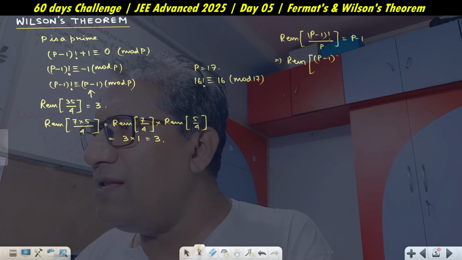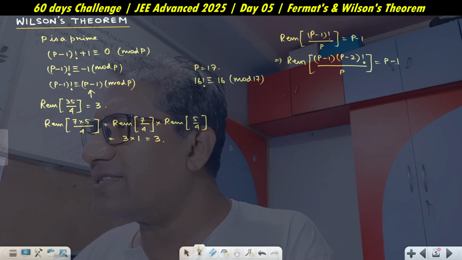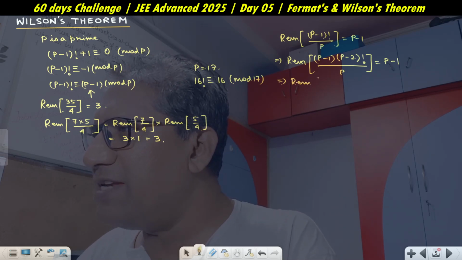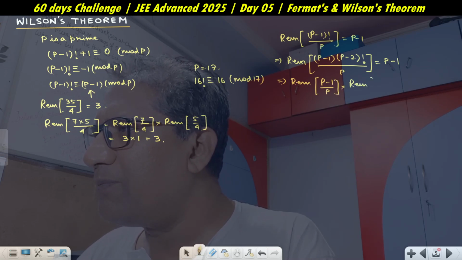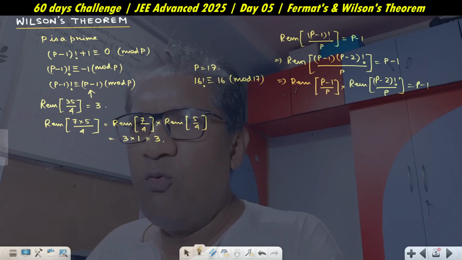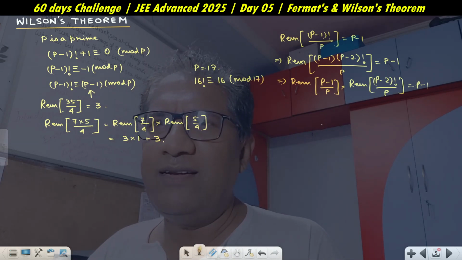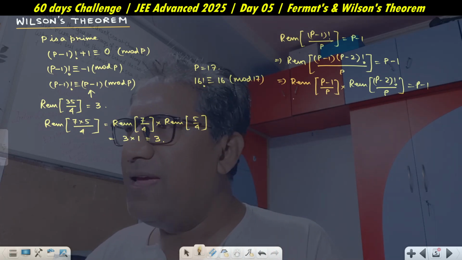minus 1 into P minus 2 factorial divided by P, and the answer is coming to P minus 1. So from here we can write the remainder when P minus 1 is divided by P into the remainder when P minus 2 factorial is divided by P, the answer should be P minus 1. Now when P minus 1 is divided by P, what is the remainder? The remainder is P minus 1.